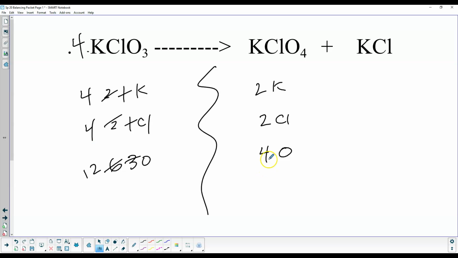Well, how do I make this guy 12? If I put a 3 here, 3 times 4 is 12. Okay, now I have 3 potassium plus this one, that's 4. I have 3 chlorine plus this one, which is 4. 4, 4, 12, 4, 4, 12. The coefficients are 4, 3, and 1.